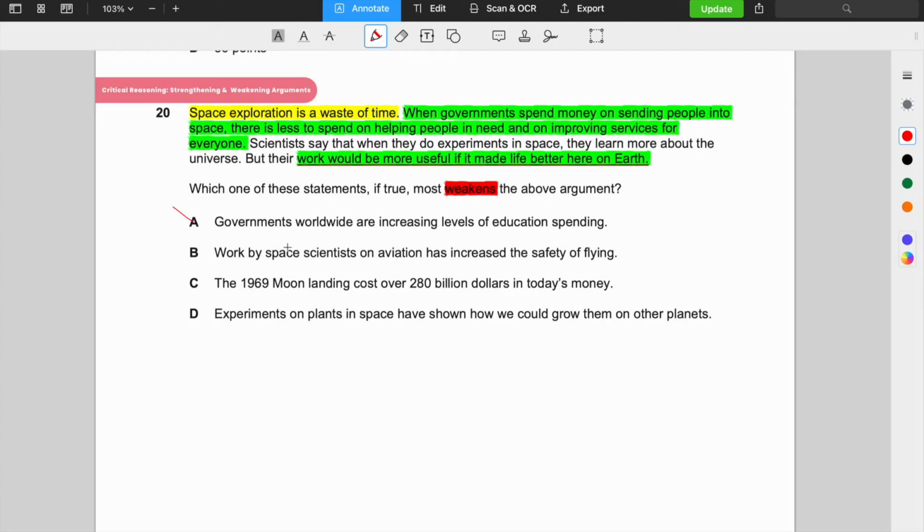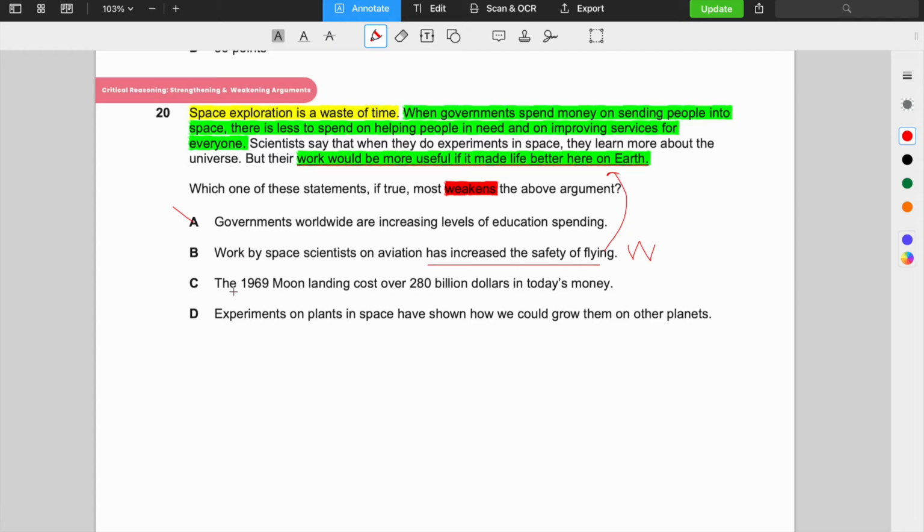Option B, work by space scientists on aviation has increased the safety of flying. This does weaken. Why? Because it directly shows us that even though you're technically doing research and work in space, you're still improving life on Earth, because now we have perhaps more data on how to improve aviation safety, right? So that weakens the argument because it refutes this core premise that space exploration does not help life on Earth. It actually does, right? As shown by option B.